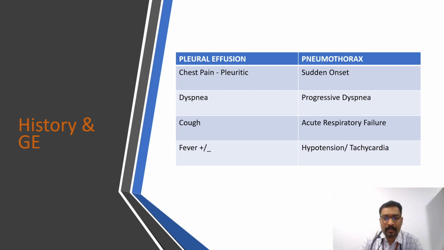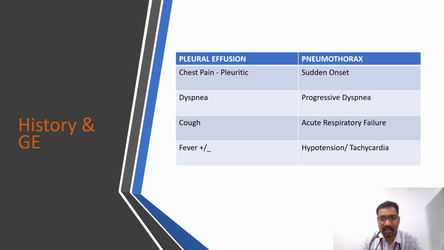One of the most important presentations for pleural effusion is pleuritic chest pain. So what is a pleuritic chest pain? A pleuritic chest pain is usually one which is localized, of stabbing nature, and often aggravated by a cough or a deep inspiration or breath.